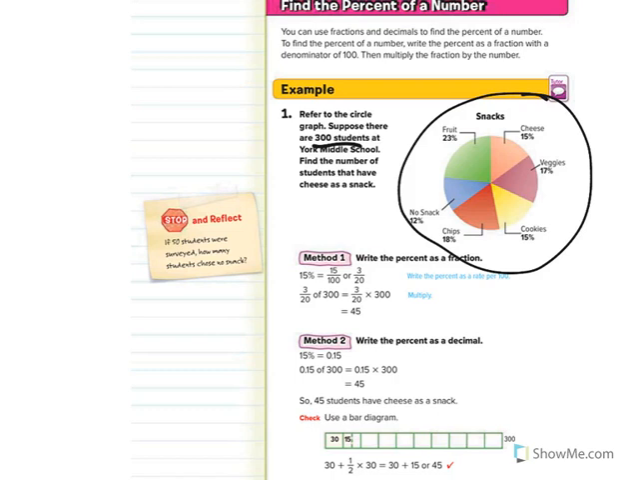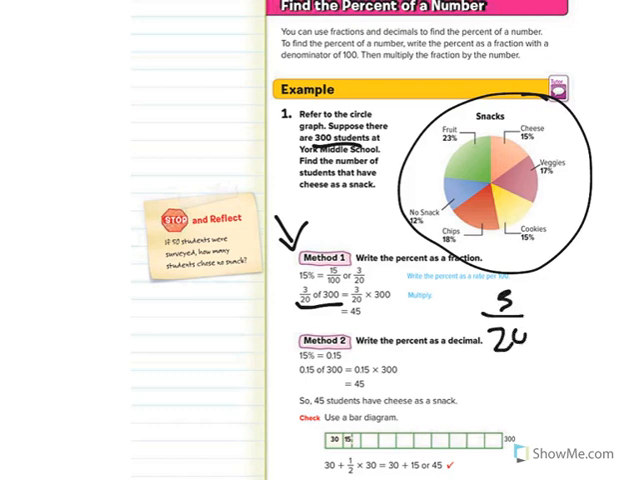But you can't just multiply a percent times a whole number like that. In order to do it, you'd have to change your percent to a fraction or to a decimal. So if you look here at method 1, this is showing you how you can change it to a fraction. All percents are compared to 100, so they wrote 15 over 100, and then simplified to 3/20ths. So then you would find 3/20ths of 300.